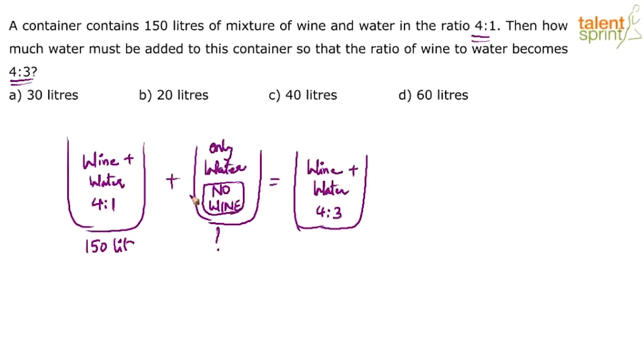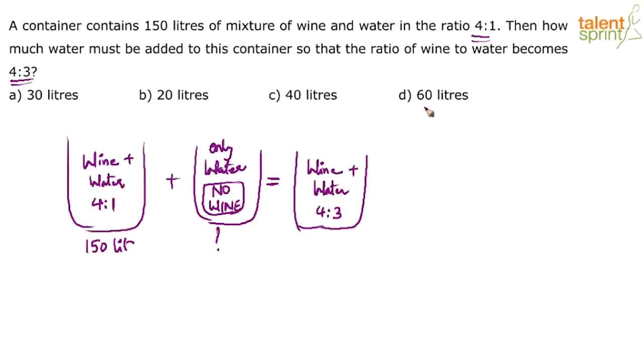So this is like a typical allegation case, right? You have a mixture, you add one of the items to it and change the proportion or the ratio. So one way to solve the question is to apply the allegation rule. Let me quickly explain the allegation rule to you, and then also look at a better way of solving the question. The allegation rule is important because most of the times we have to use this in getting the answer.